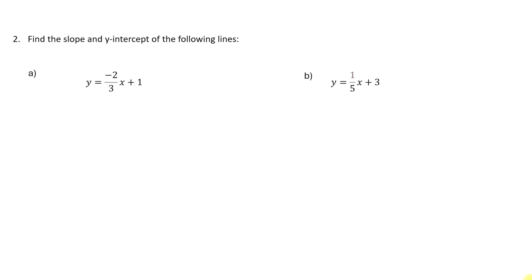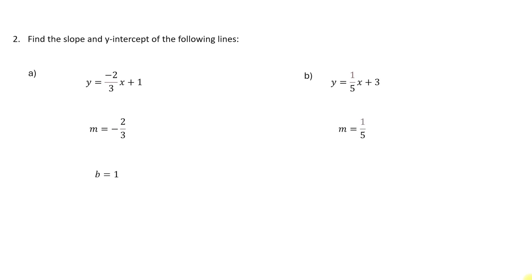Question 2. Find the slope and y-intercept of the following lines. Well, since these are already in mx plus b form, it's very simple for us to figure out what the slope and y-intercept is. The slope is simply negative 2/3 for question A, and the value of b, or the y-intercept, is 1.